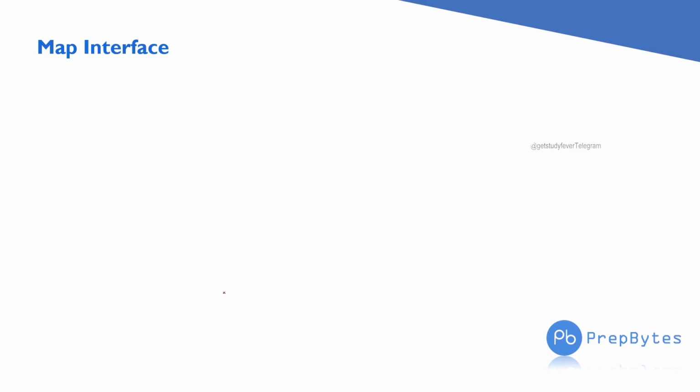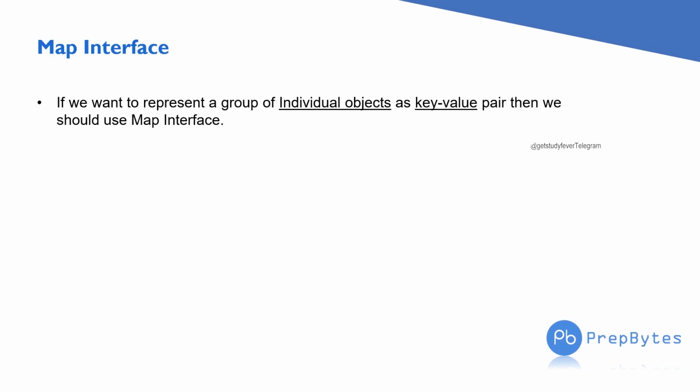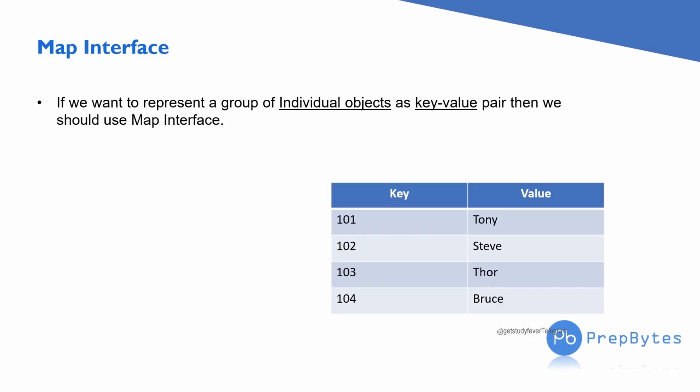We have seen what a collection interface is. Now let's see what a map interface is. If we want to represent a group of individual objects as key-value pairs, then we should use the map interface. Earlier, individual objects were a single entity, but here we have a relation between two objects, that is a key-value pair. For example, 101 Tony, 102 Steve, 103 Thor, 104 Bruce. Bruce is Hulk, as most of you knew.